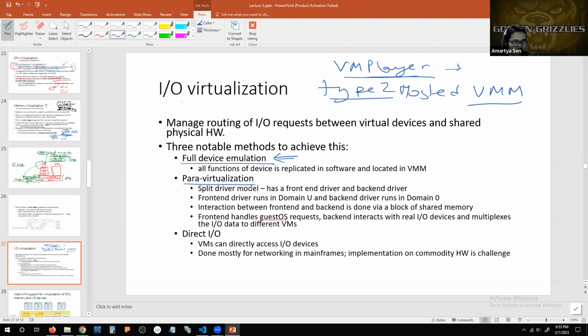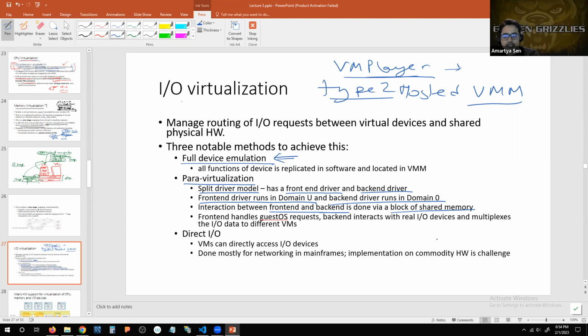Then you have a partial virtualization, which is technically known as para-virtualization. Okay, so the ideology it follows in order to implement the virtualization is in the form of a split driver model. The split driver model is categorized into a front-end driver and a back-end driver. The front-end driver runs within the user domain, and the back-end driver runs within domain 0 or the admin VM. Okay, and then there is a block of shared memory which enables the interaction between the front end and the back end.